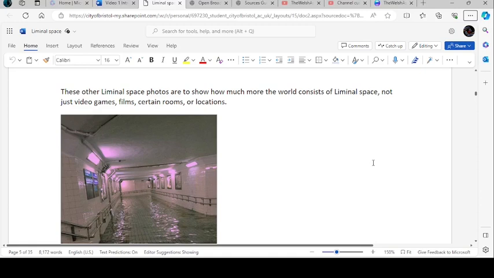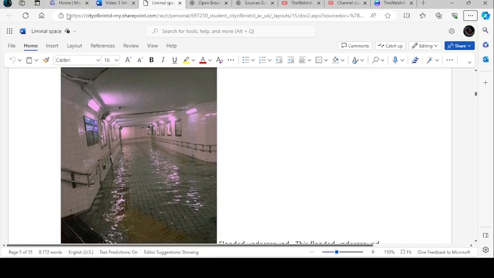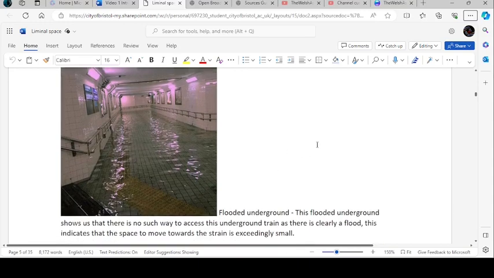These other liminal space photos are to show how much more the world consists of liminal space, not just video games, films, or certain rooms or locations. Again, here's the flooded subway tunnel in New York. The reason why it's a liminal space is because it's adding a sense of danger with the flooding, and it is very empty, making it eerie. You feel like you're in the best part of both worlds, reality and imaginative.